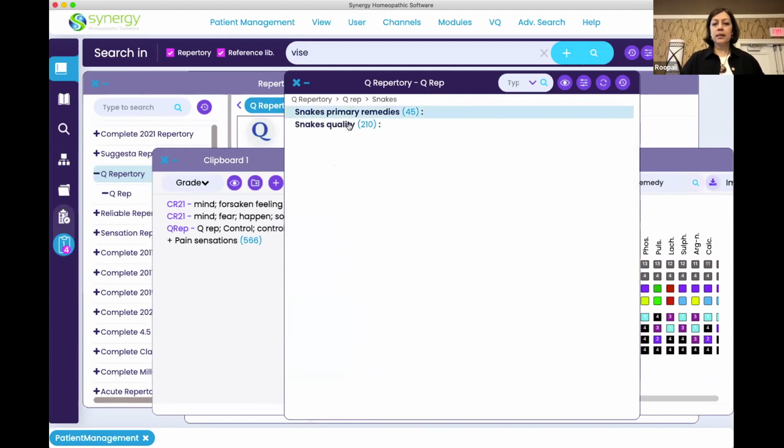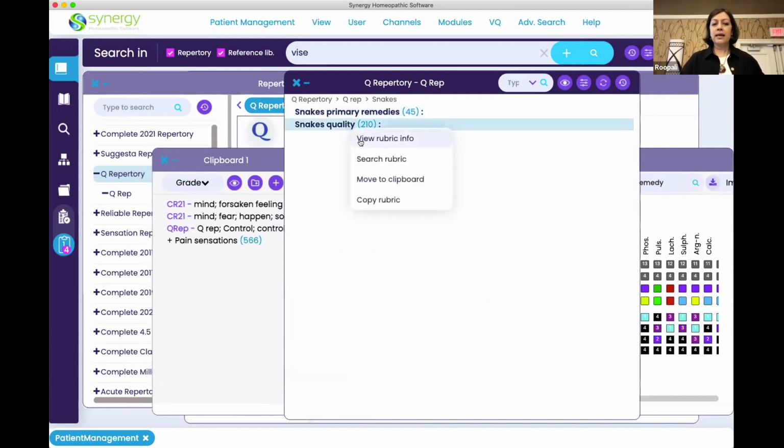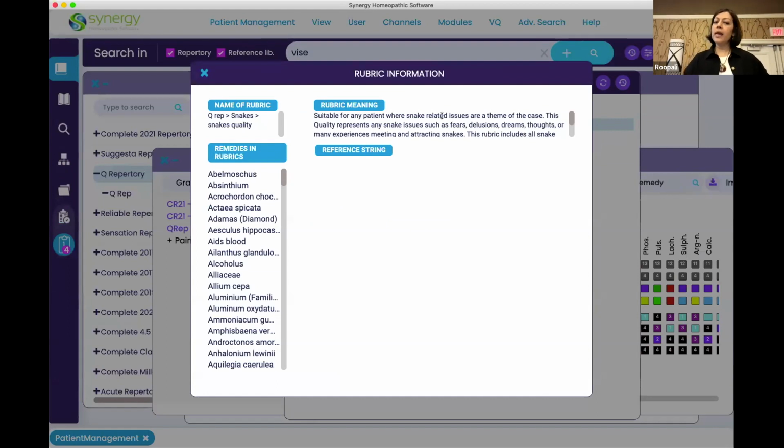And so we can see what he says about snake quality. Suitable for any patient where snake-related issues are a theme of the case. This quality represents any snake issues, such as fears, delusions, dreams, thoughts, or many experiences meeting and attracting snakes. This rubric includes all the snake remedies, naturally, but it also includes plants with snake names in the first degree. It does not include remedies for ill effects of bites or venom.